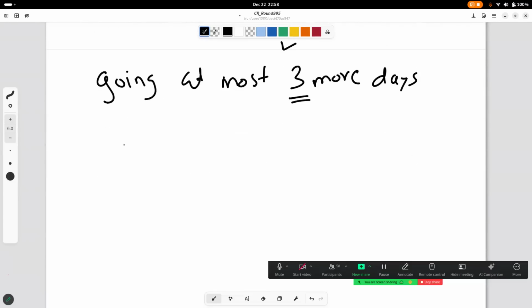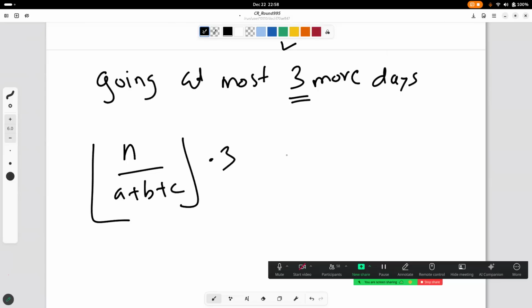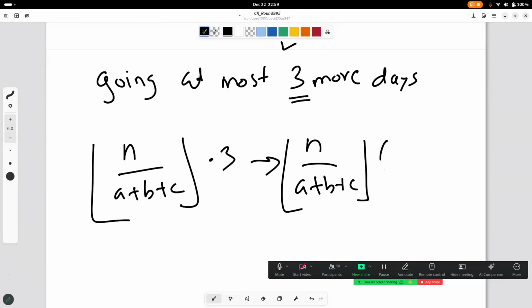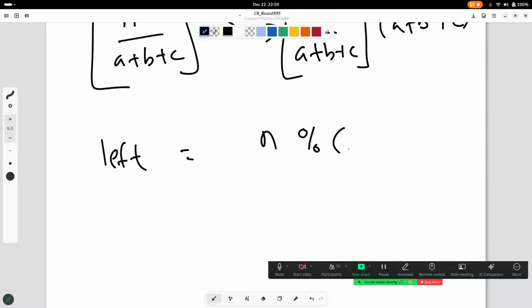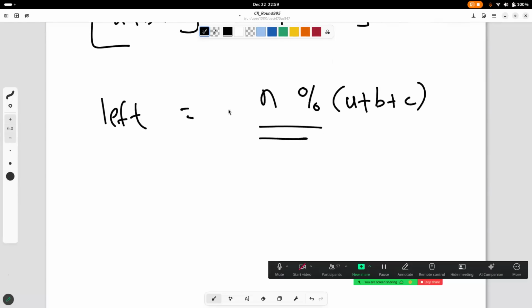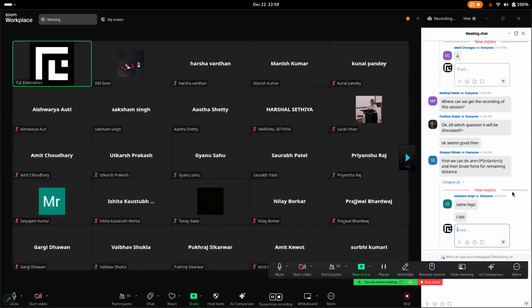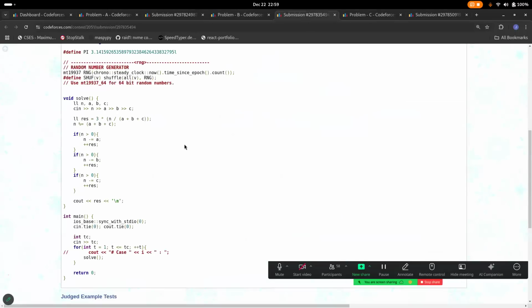So the basic idea is we have this N. First, you walk N divided by A plus B plus C, times 3 days. That's going to give you N divided by A plus B plus C, times A plus B plus C kilometers, and you would be left with N modulo A plus B plus C kilometers. For this remaining part, you can just simulate the whole process and brute force the remaining distance. So that's the overall logic, and this is the code.